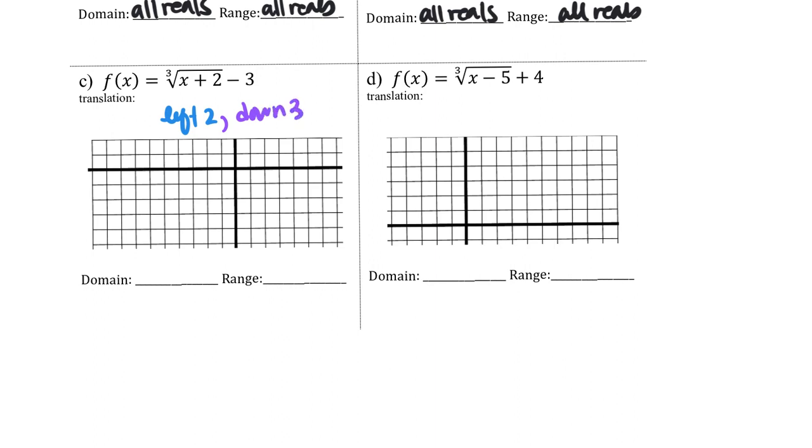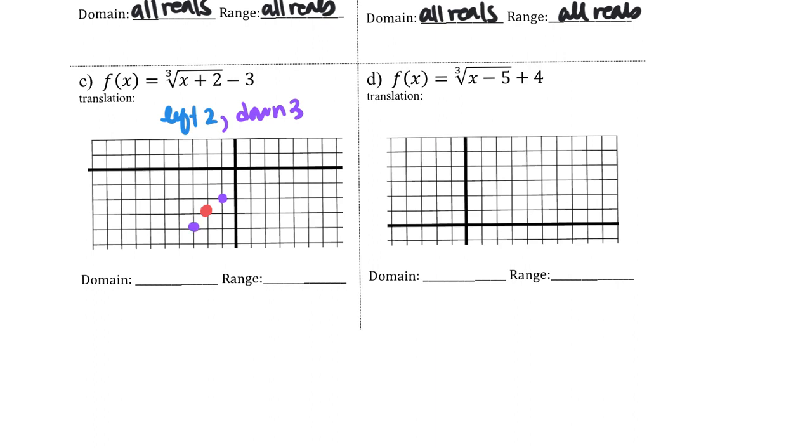So let me move my center point. Left 2, down 3. I'm calling it a center point, but I don't think it actually has a special name. It's like a point of symmetry. Okay, from here, the third root of 1 is 1. So let's go right one, up one. Third root of negative 1 is negative 1.